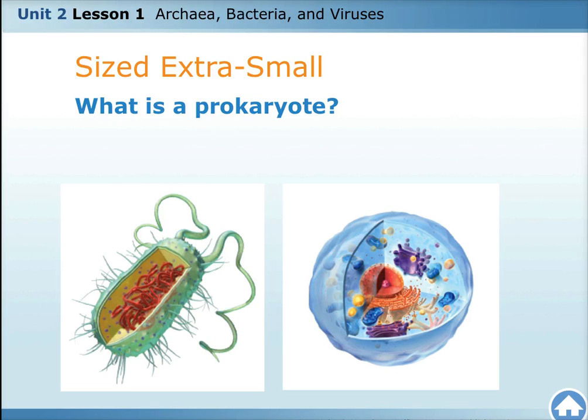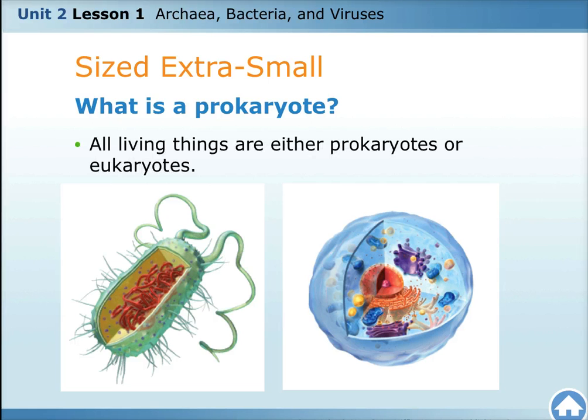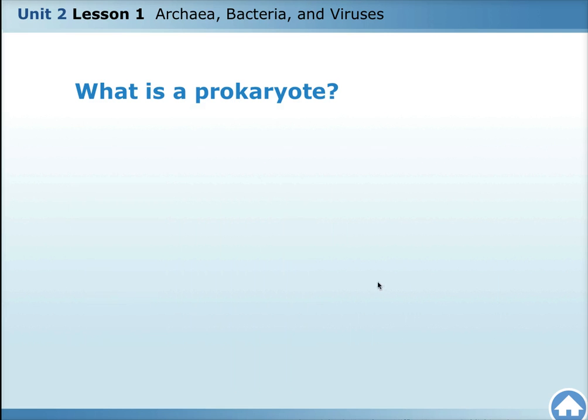So we want to know, what is a prokaryote on page 80. All living things are either prokaryotes or eukaryotes. If you look here on the left, those are prokaryotes. They're unicellular or one-celled organisms. There's no nucleus. The DNA is just floating in the middle of the cell. And over here we have eukaryotes with a defined nucleus, membrane-bound organelles. This is eukaryote, and this is our prokaryote. So we're looking today at our prokaryotes.